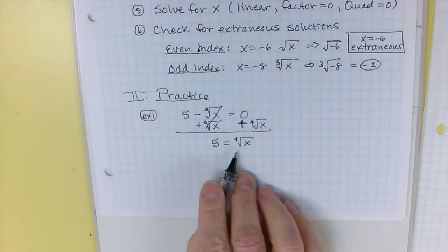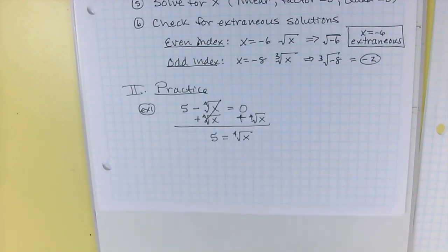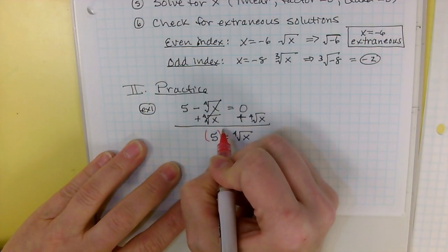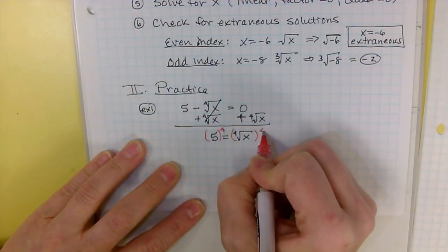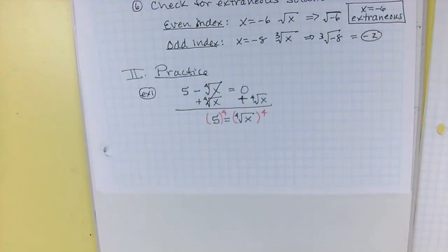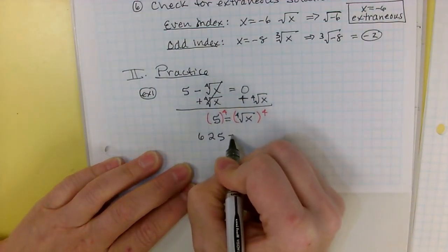There is no scalar in front to worry about. All right, so that was step 3. There's no scalar. So step 4, exponentiate. That means you're going to raise the entire left to the power of 4, which is the index, and the entire right to the power of 4. So 5 times 5 times 5 times 5 is 625.